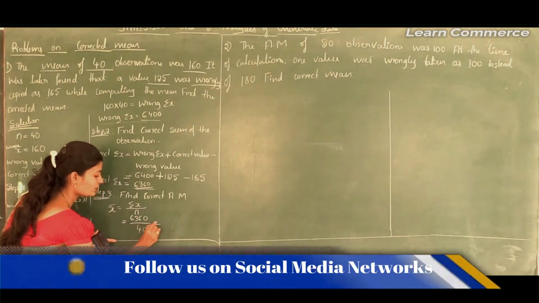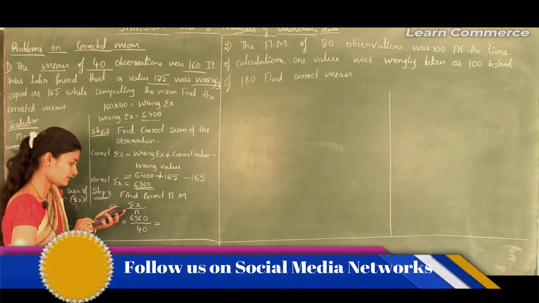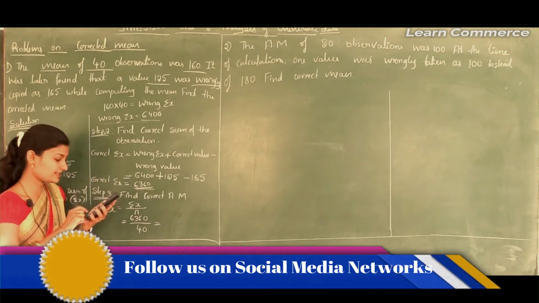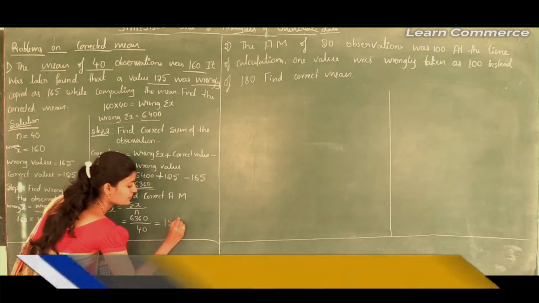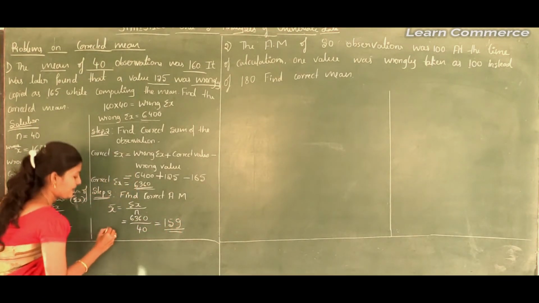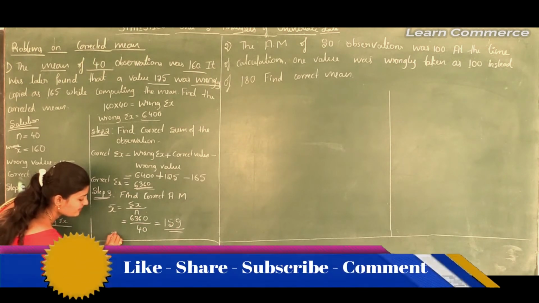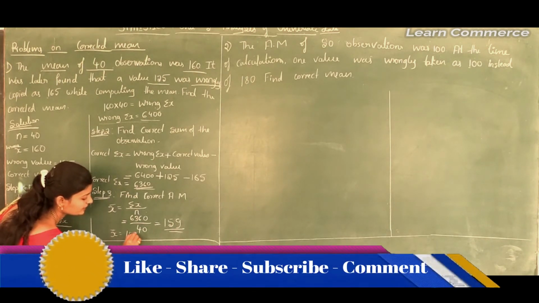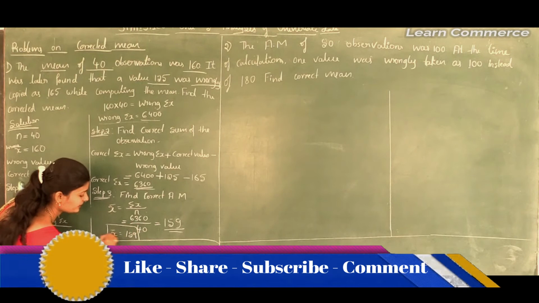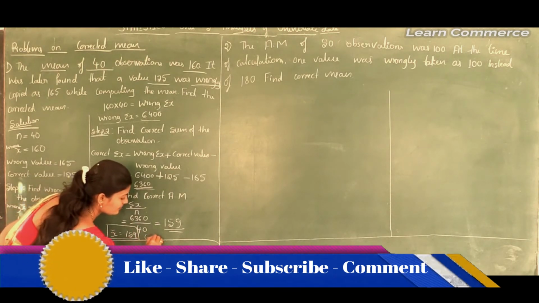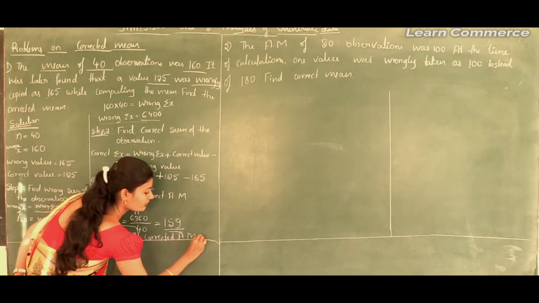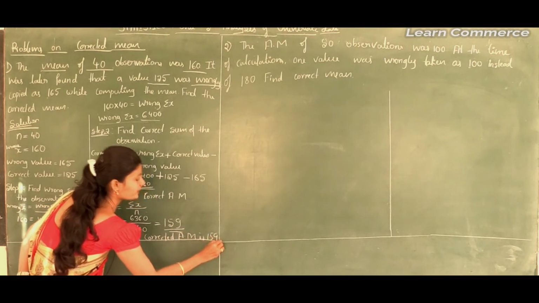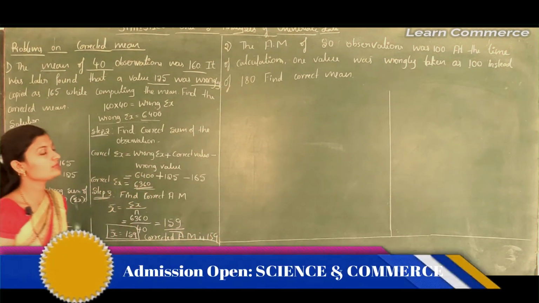So this is equal to 6360 divided by 40, which is 159. So the corrected arithmetic mean is 159.